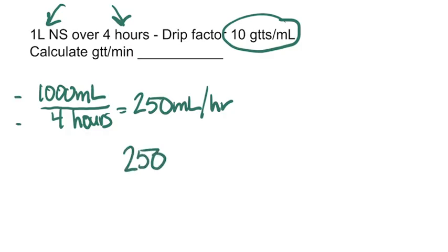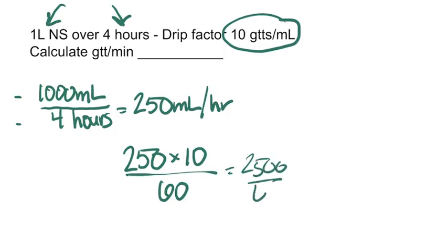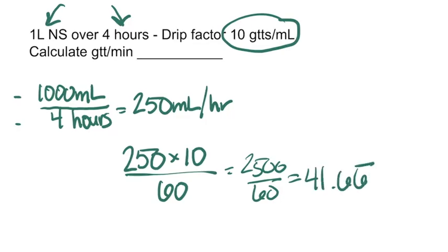And I'm going to take my 250 and multiply that by my drop factor and divide that by 60. So I have 250 times 10, and I'm going to take that 2,500 and divide that by 60. And that is going to equal 41.66 repeating. I look at that 6 and I round to 42 drops per minute. So fun. Okay, let's keep going.